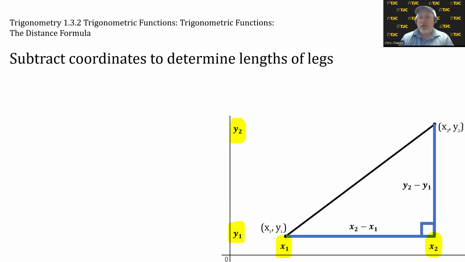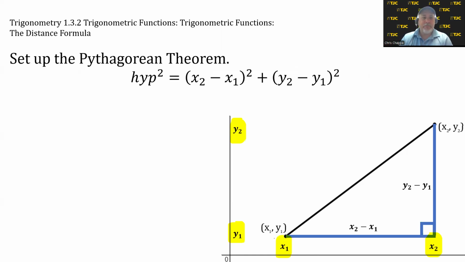Subtract the coordinates to determine the lengths of the legs. It is worth mentioning that depending upon how you draw this, the subtraction problem can come out negative, but we're going to square it, so it's going to be okay. Set up the Pythagorean theorem. The square of the hypotenuse equals the sum of the squares of the legs, each represented by subtraction problems.